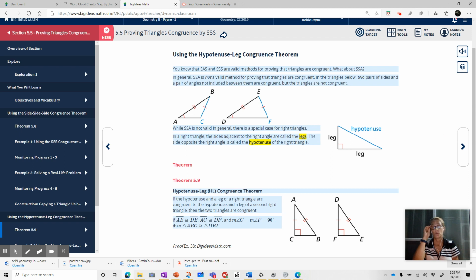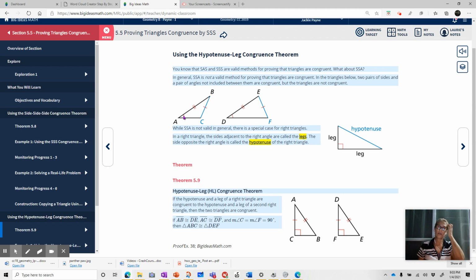Okay, now we have one special case because, now that we've talked about side angle side and side side side, and they're valid methods for proving triangles are congruent, you might think to yourself, well, what about side side angle? Like, is that something that would work? Generally, no, because here's a single example where, remember, you only really need to find one example that does not work in order to disprove something.